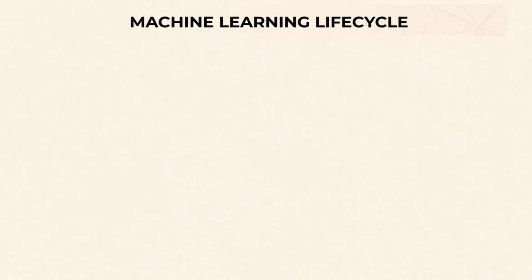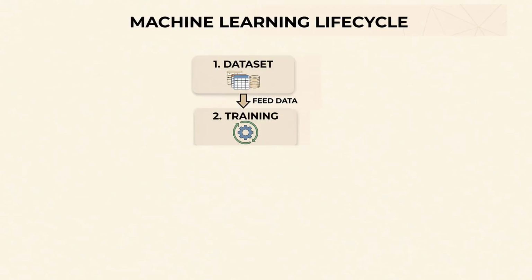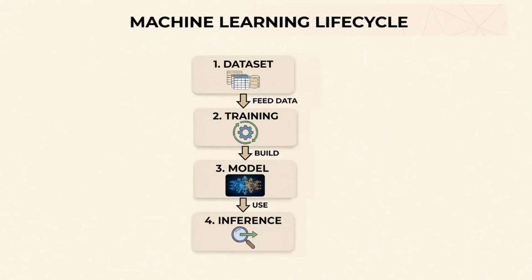Before we start writing code, let's understand the workflow we are about to build. Every machine learning project follows a simple process. First, we collect data. Then we use that data to train a model. The training process creates a model artifact that contains patterns learned from the dataset. And once the training is complete, the model can be used to make predictions on data it has never seen before. And that's exactly what we are going to build today.